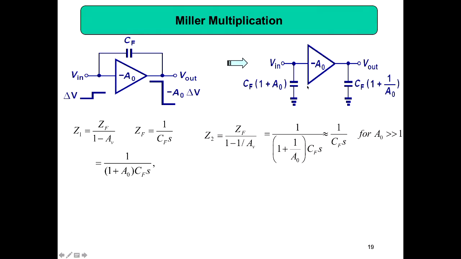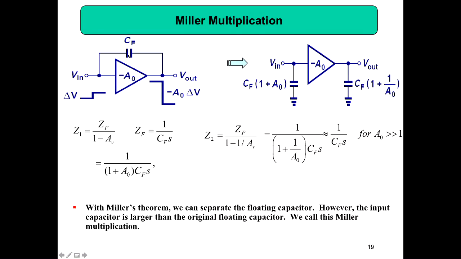As I said, when your gain is much greater than 1, the output capacitance is equal to CF. As I said here, when your A0 is a big value, you get almost the same CF. That is the value of the coupling capacitor. With Miller's theorem, we can separate the floating capacitor. However, the input capacitor is larger than the original floating capacitor. We call this Miller multiplication. So C in is equal to 1 minus AV into CF, and because your gain AV equal to minus A0, you get CF into 1 plus A0.